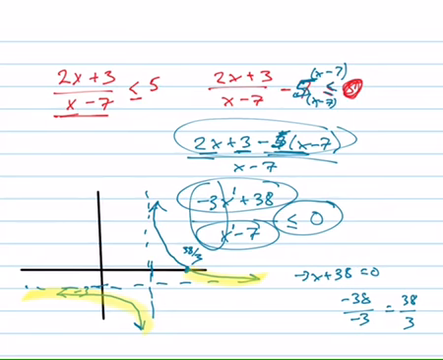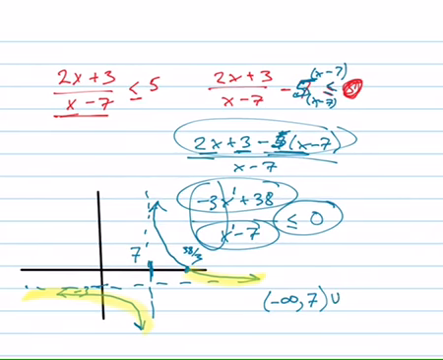Okay, so how do I write that? Let me erase this real quick. How do I write that? I write x from negative infinity to 7, not including 7, because that's a vertical asymptote. Then from 38 thirds, including it, so I have to change that. 38 thirds including it, so I do a bracket like that, 38 thirds, comma, infinity. That's when it's less than or equal to 0.